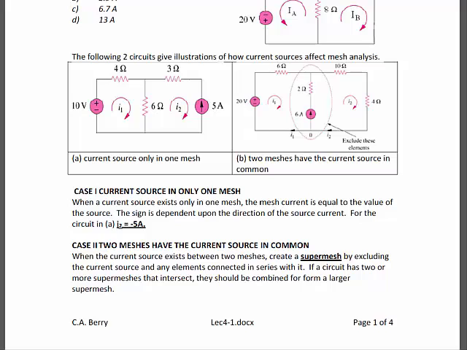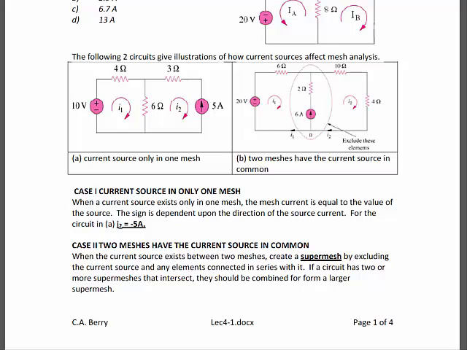Recall, KVL is used to find mesh currents. So if I know that that current is negative 5 amps with respect to I2, you don't do KVL. It's also important to note that I made I2 equal negative 5 amps because the 5 amp current source points counterclockwise while I2 points clockwise. If I2 had also been labeled counterclockwise, then I2 would equal 5 amps.